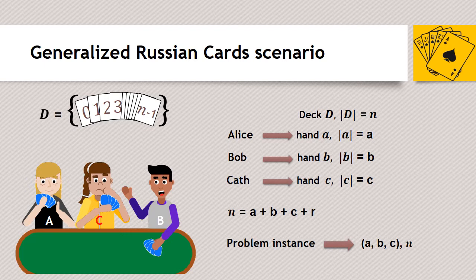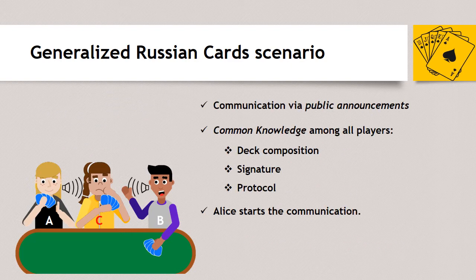the deck are dealt to the players so that Alice gets A cards, Bob gets B cards, Cath gets C cards, and possibly R cards are not dealt to any player, so that n is equal to A plus B plus C plus R. Then, a particular deal consists of the hands of cards that each player gets, denoted with the italic letters A, B, and C for the hands of Alice, Bob, and Cath respectively.